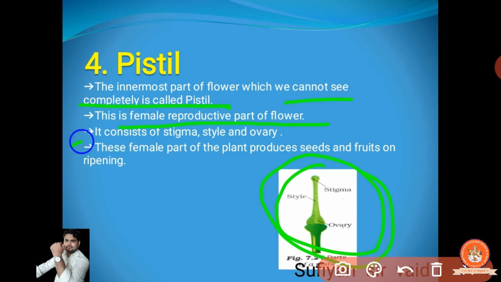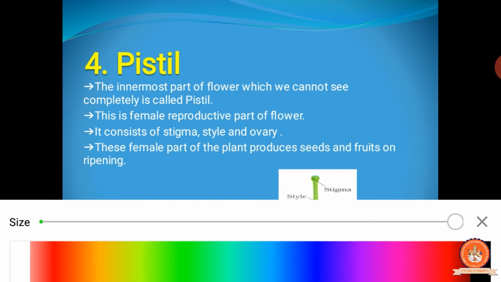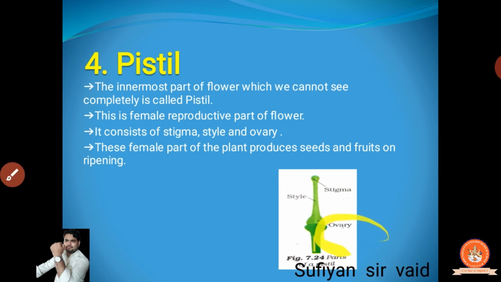It consists of stigma, style, and ovary. So in the pistil there are three particular parts. The upper part is known as the stigma. Clear? In between, this is the style, and the middle part, a particular swollen portion, is known as the ovary. Clear?